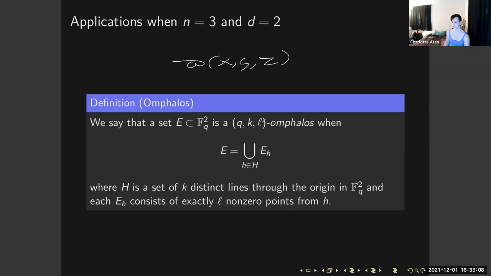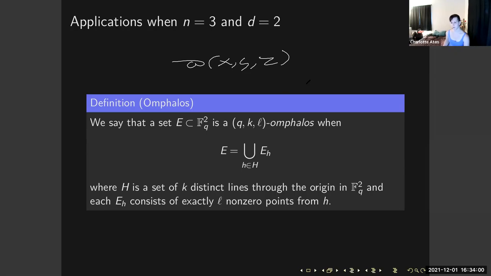I'm going to say that a subset E is a QKL omphalos when E is a union of not lines exactly, but is the union of these EHs where H is a collection of K distinct lines through the origin in FQ squared, and each EH consists of exactly L non-zero points from H. This is actually similar to the type of thing that was considered in one of the other more specialized estimates in that same paper of Hart and Iosevich. So it's definitely something that's similar to things that have been considered before, although I don't know that they've been named precisely. And an omphalos is something from Greek mythology.